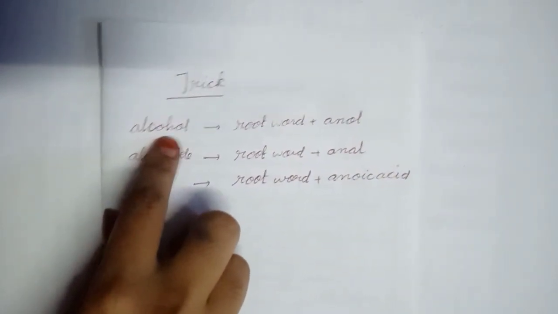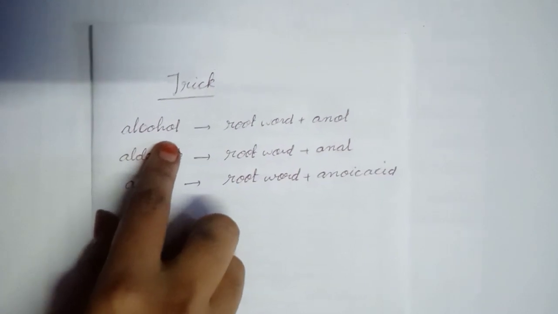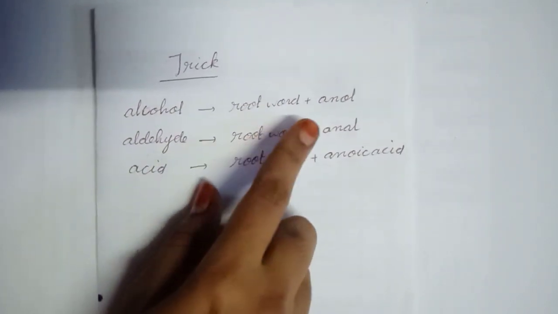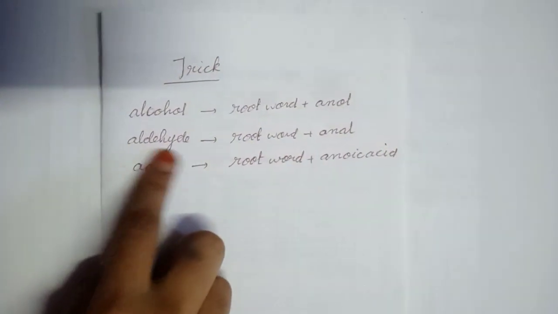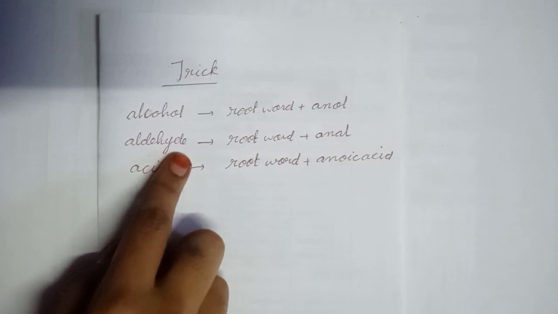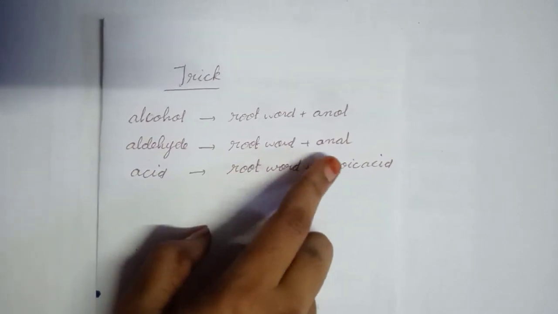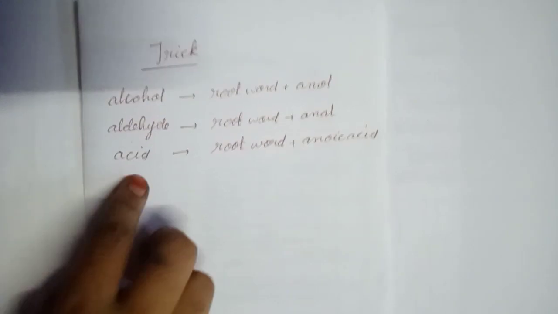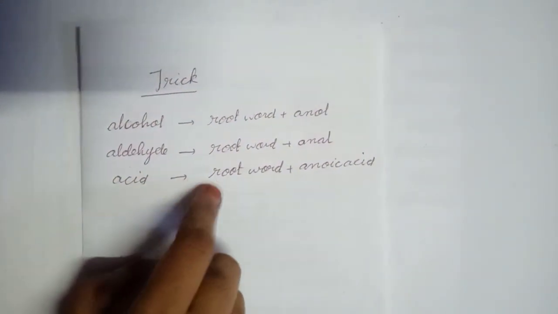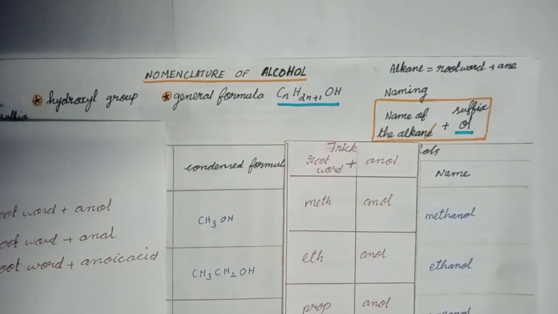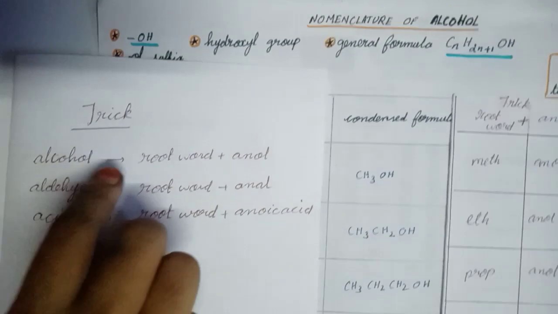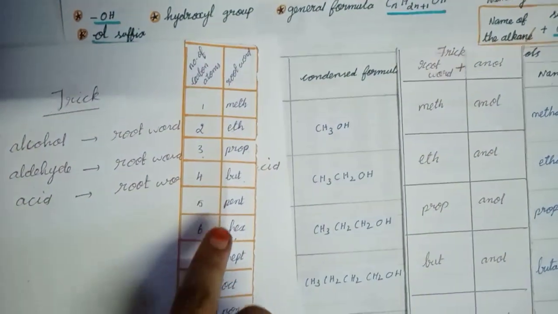Next we see the simple trick for IUPAC naming of organic compounds. If the compound contains alcohol as a functional group, we simply find the name: root word plus anol. Okay, ANOL. If the compound contains the aldehyde functional group, the simple way to identify the name is root word plus anal, ANAL. And for the functional group acid, we easily find the name: root word plus anoic acid. So this is the alcohol trick: root word plus anol. We know the root words are meth, eth, prop, but, pent, hex, like that.